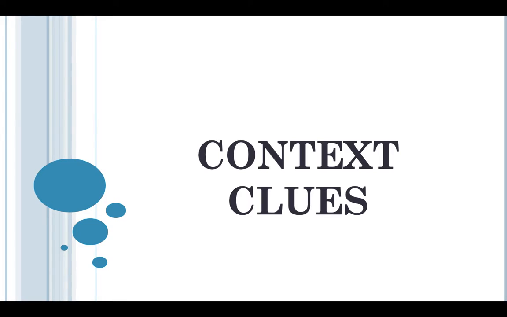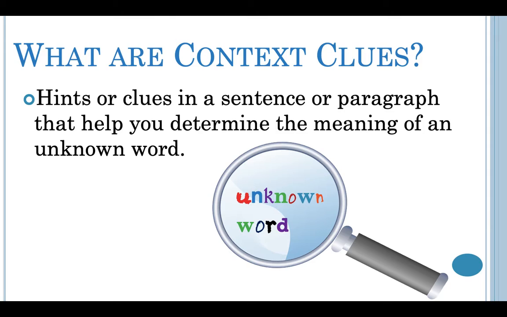What are context clues? Context clues are hints or clues in a sentence or paragraph that help you to determine the meaning of an unknown word. There are 6 different strategies we use to figure out the meanings of words. Let's look at those now.